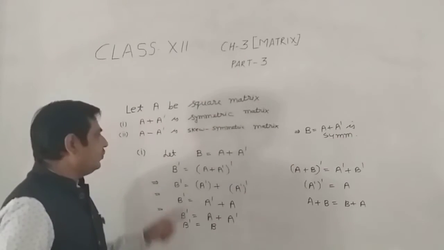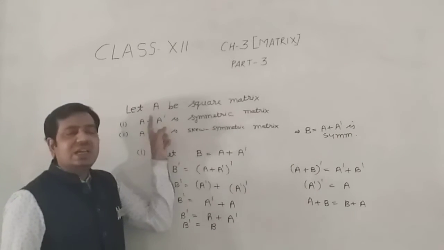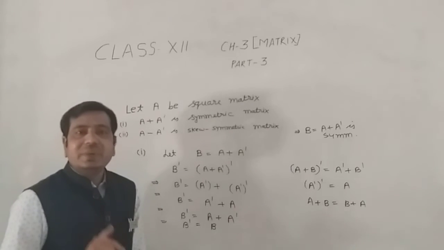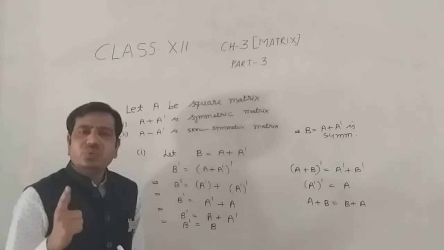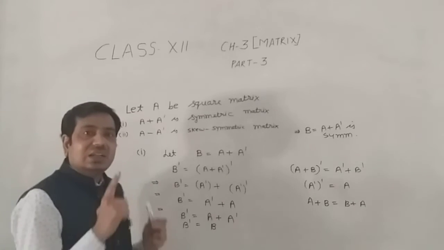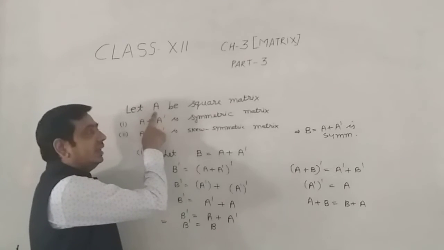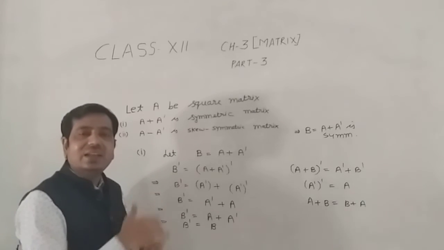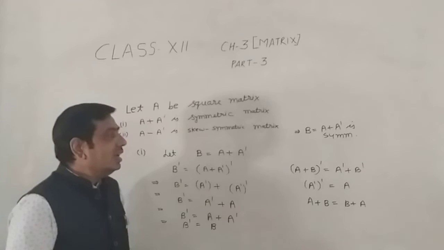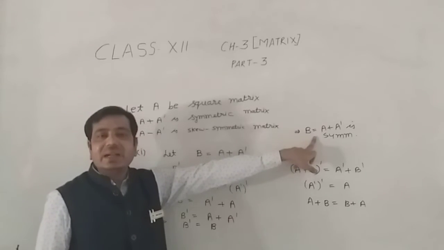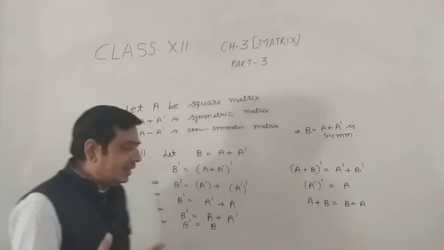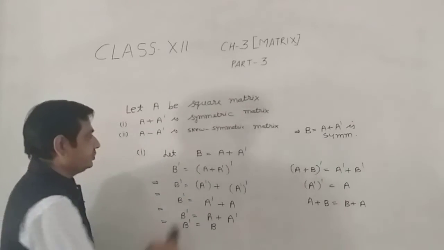So class, if you have any matrix and you want to convert it into a symmetric matrix, then what do you do? You should add the transpose of this matrix to A, and the new matrix obtained by adding the transpose is the symmetric matrix. It is the first property. Okay class, let's take one example.